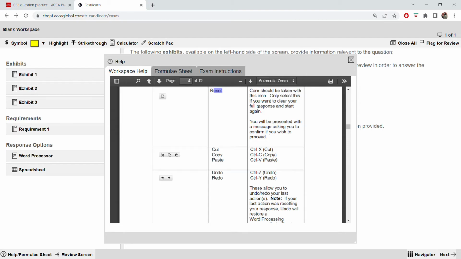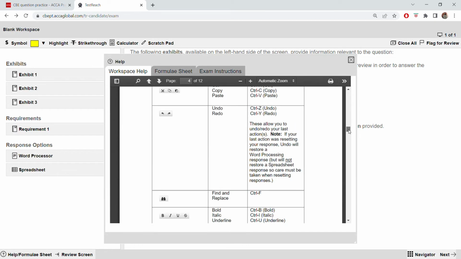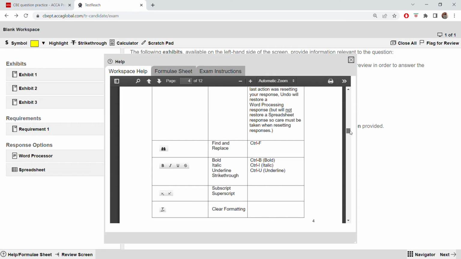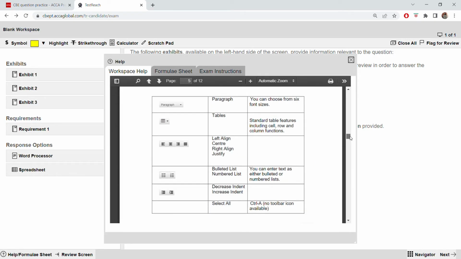Don't take this Excel and this word processor as the one which you use on your laptop. There are differences. Okay, copy, paste, cut, we have undo, redo. I'm just briefly taking you through, but the details you have to read. There is no shortcut in that. Find and replace, bold, italics, underline, strike through, subscript, clear formatting, bullet. You can put tables. You can write in different paragraphs, like align, left align, center, right align.